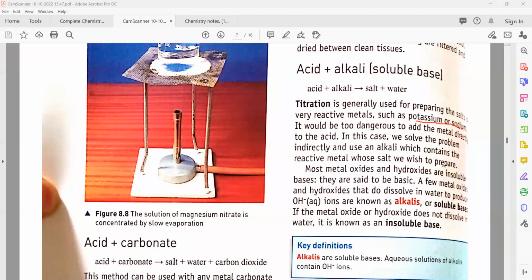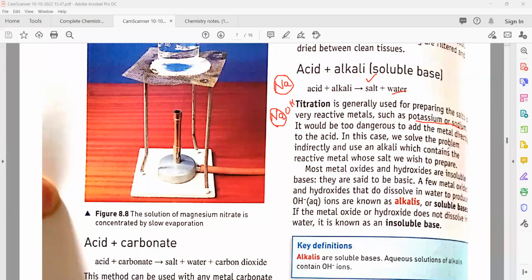We need the metal, but we can't add the reactive metal directly. Then what we use is its alkali. Like here, you want sodium to add to the acid, but this reaction is very dangerous. So instead of adding sodium, Na, you use its base, NaOH. This base gives you the metal, and the base goes towards the hydrogen part of the acid and they make water, and here you get this soluble base.